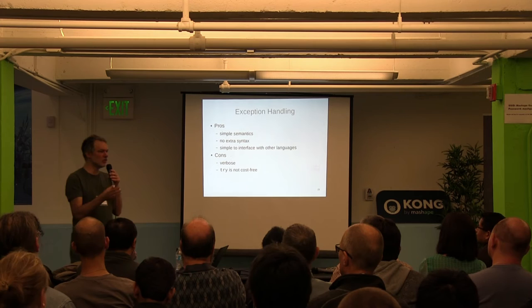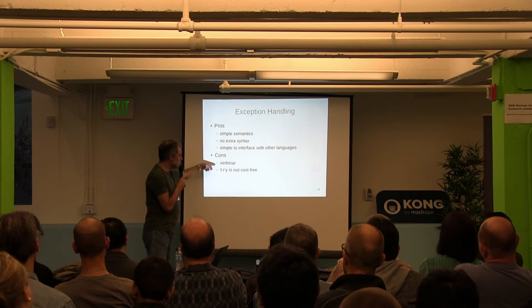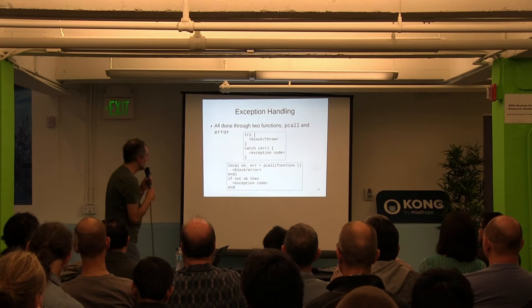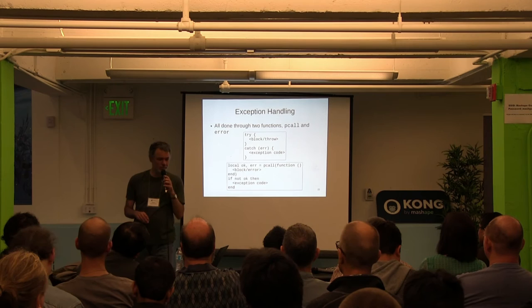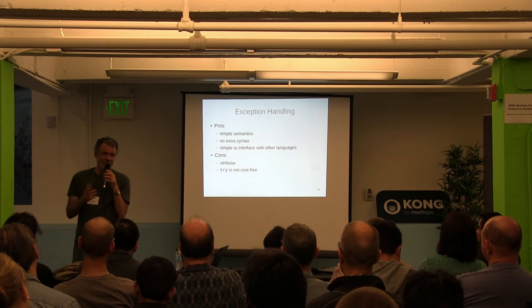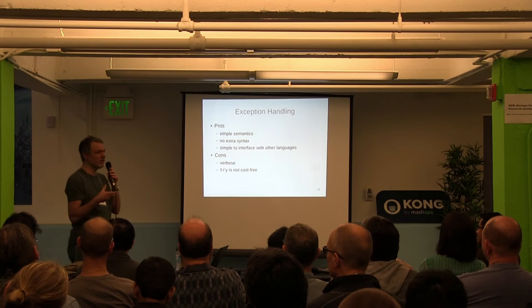The con is that it's a little verbose, of course, as I said, a problem of the syntax of writing functions. It's not that verbose, but it is a little. And the try is not cost-free. That's a main selling point in C++, for instance, that when you do a try, if there is no exception, the try should be completely cost-free.